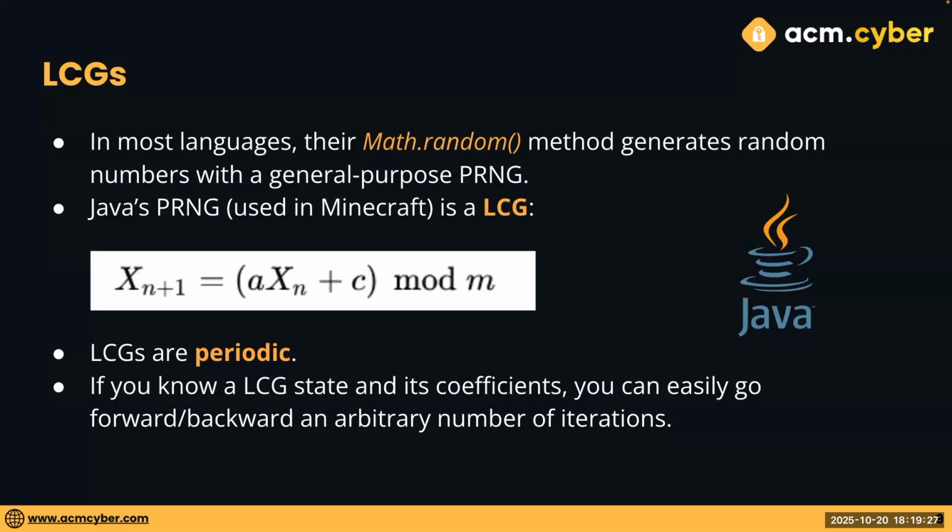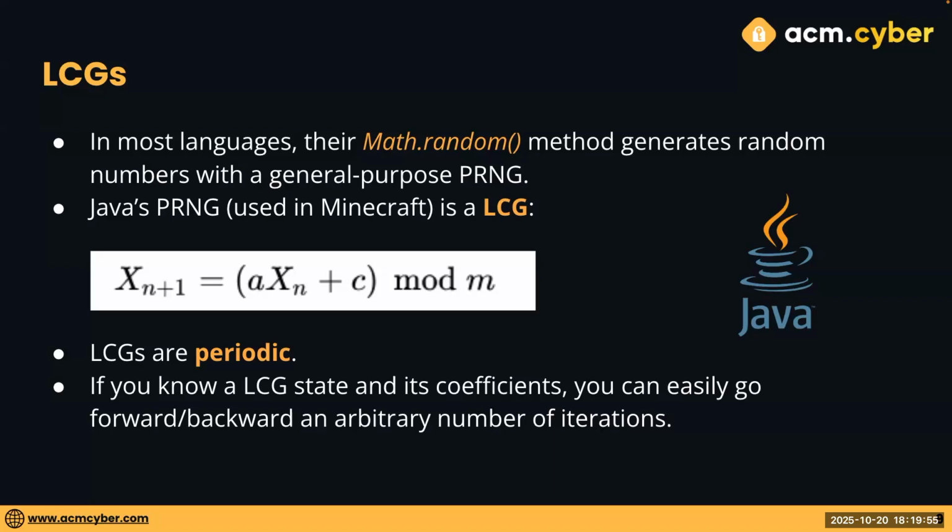Java is what's used to program Minecraft, and it uses a PRNG called an LCG. What an LCG does is like that equation there, where x_n is the current state. To find the next state, you multiply it by the number a, then you add c, and then you take the remainder modulo m. If you don't know what modulo is, it's kind of like a remainder. You just divide by m, and then you take the remainder, and that's your next state.